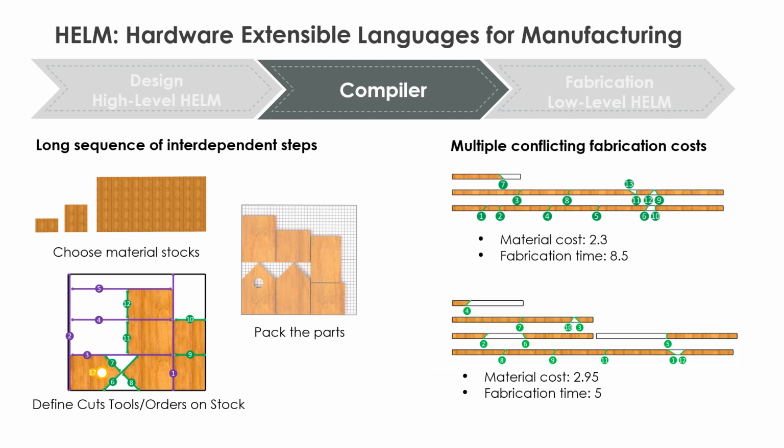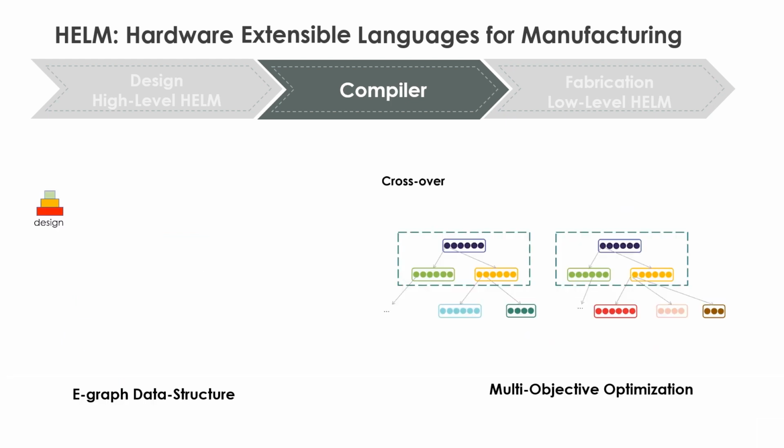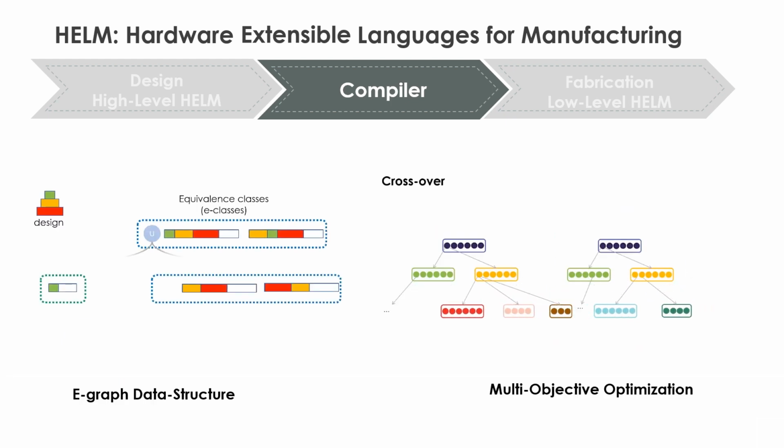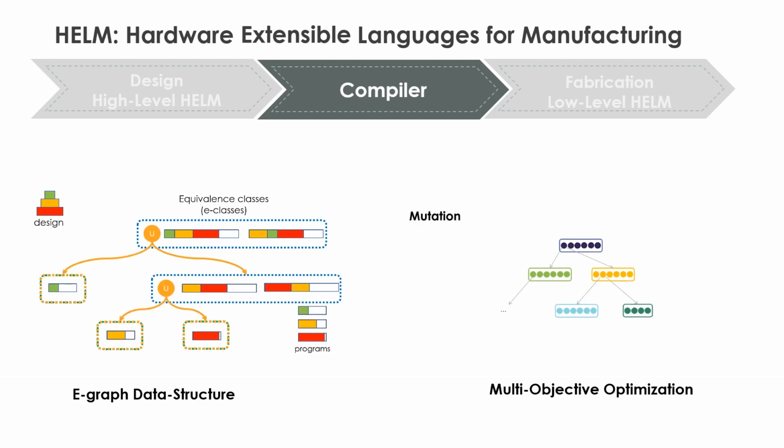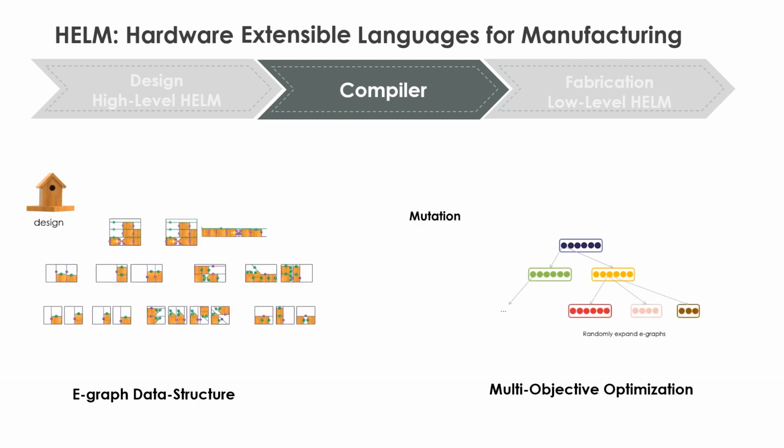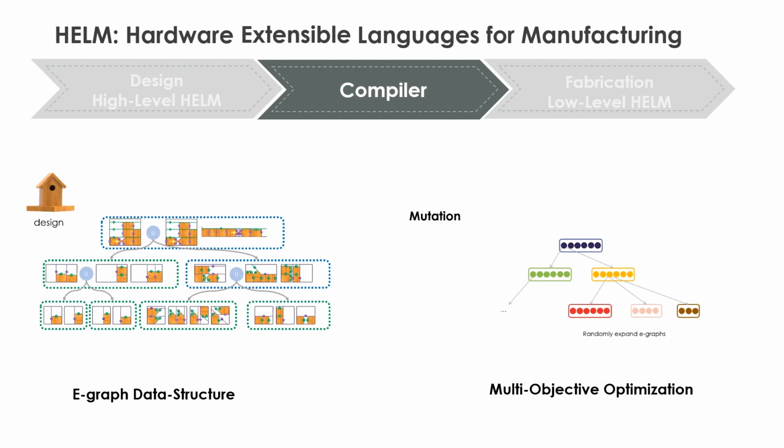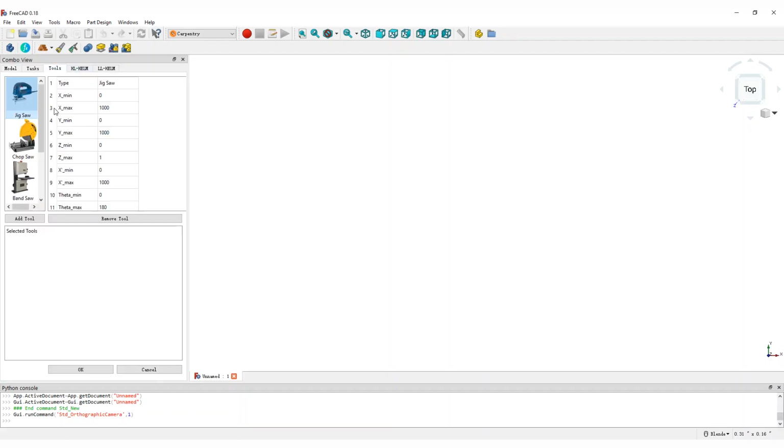There are two possible fabrication plans for this bookcase. The first one uses less material than the second, but the second can be executed in less time as the layout of the parts allows for part stacking or use of a smaller number of machine setups. We solve these challenges by combining eGraph data structures from the programming languages literature with genetic methods for multi-objective optimization. Here's an end-to-end example.